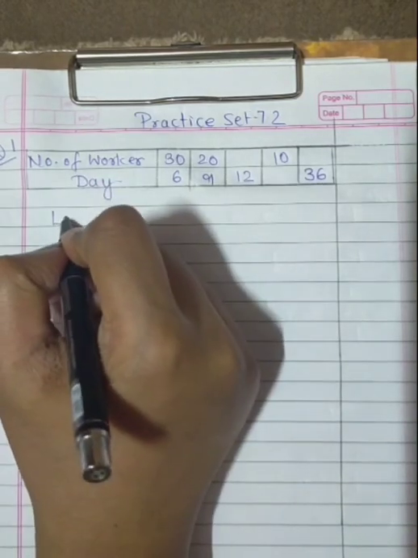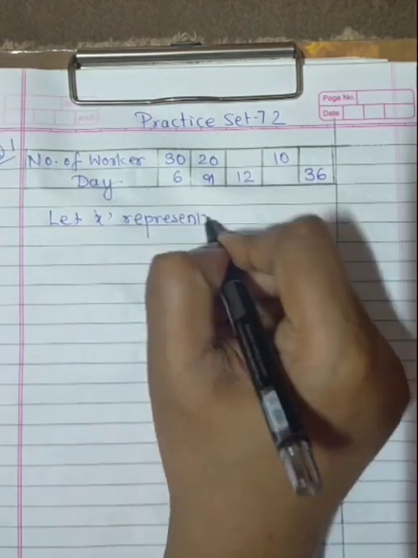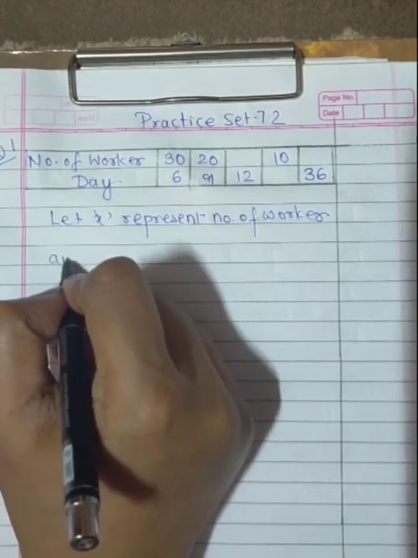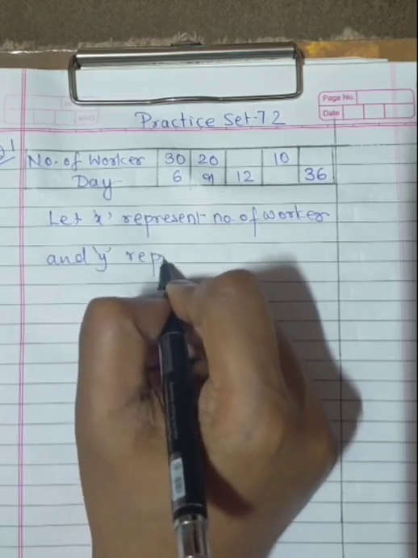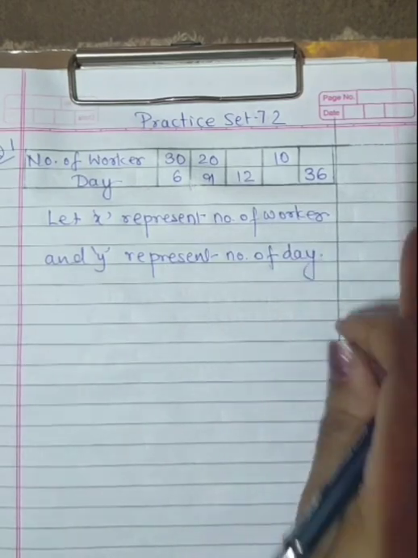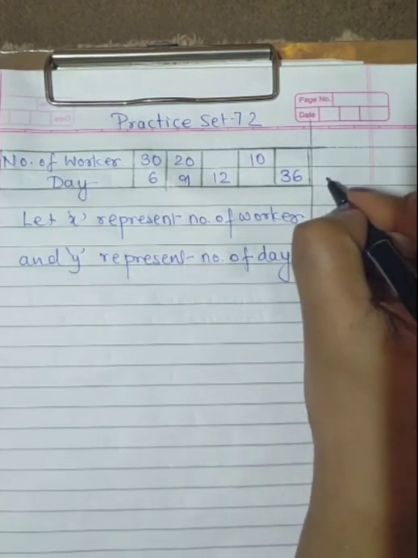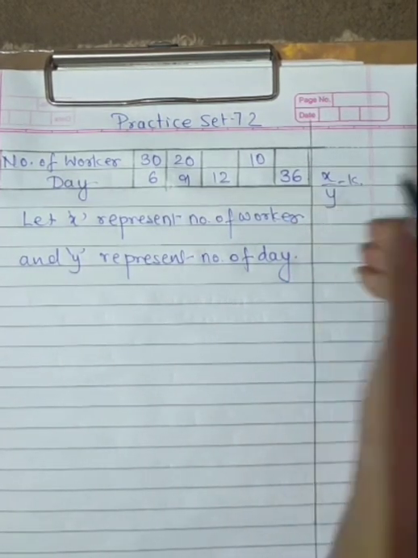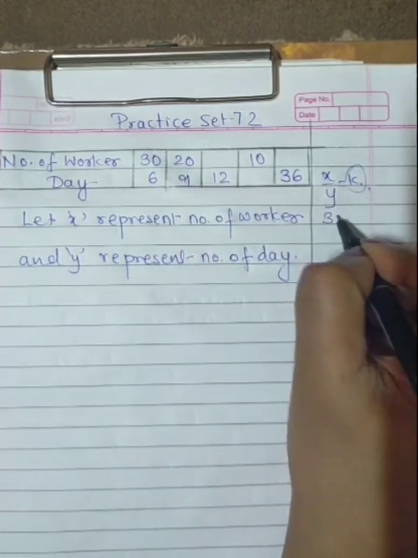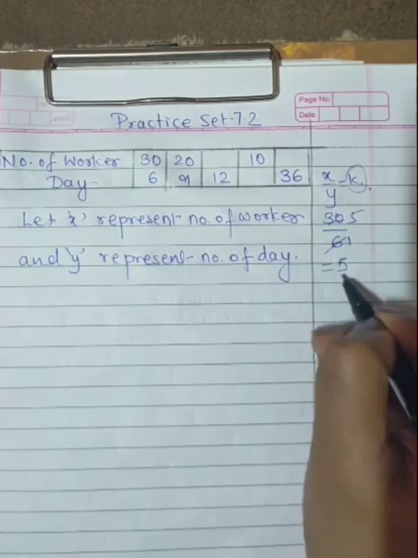So let X represent the number of workers and Y represent the number of days. First we will check whether it is a direct or inverse proportion. As you know, X upon Y equals K, where K is a constant. So we first find 30 upon 6. We got 5 upon 1 for the first column.